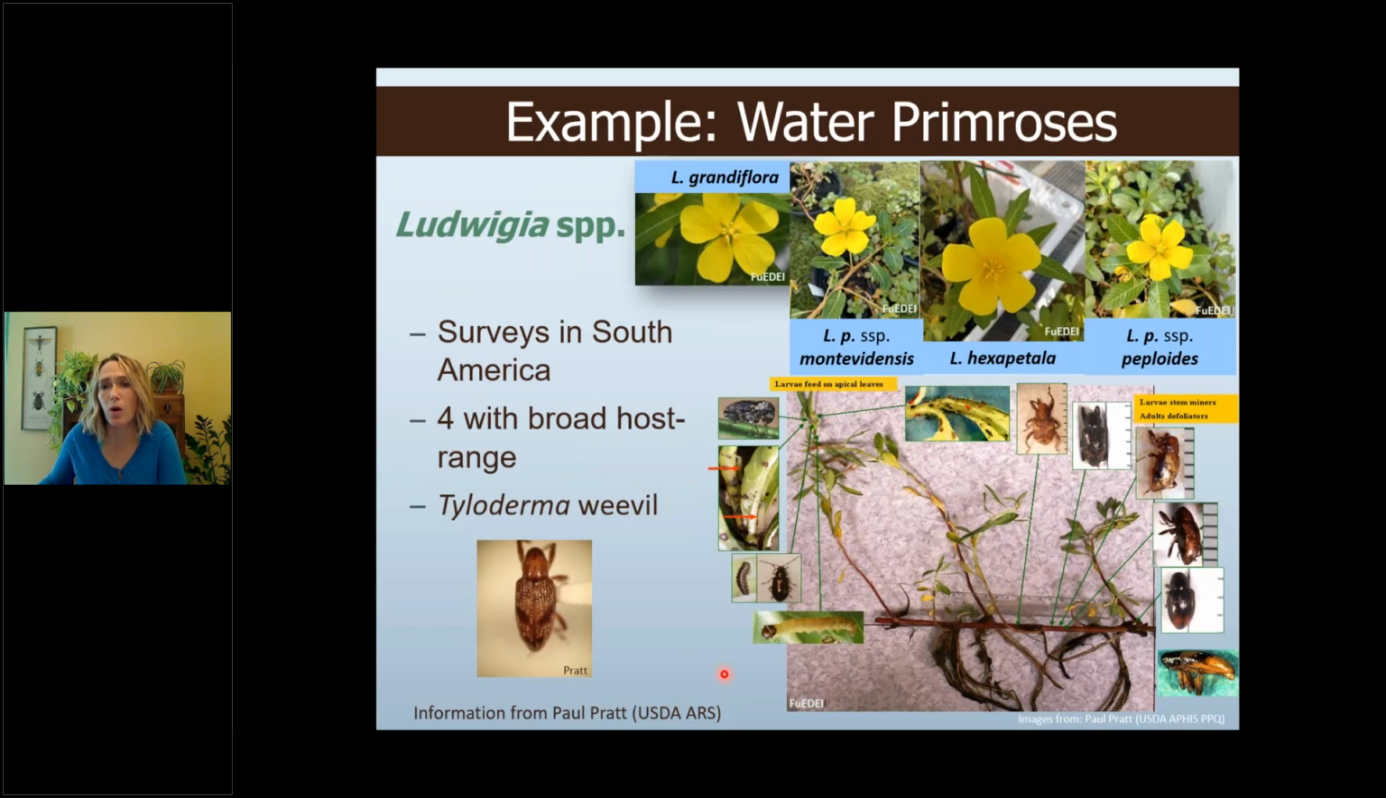Another example is with the water primroses. We have 4 non-native water primroses, and unfortunately we also have a lot of native water primroses, which might make things quite difficult in terms of finding a biocontrol agent. They've been conducting surveys in South America. They've tested 4, but they had too broad a host range, and so they're now moving on to testing this stem mining weevil for the primroses.